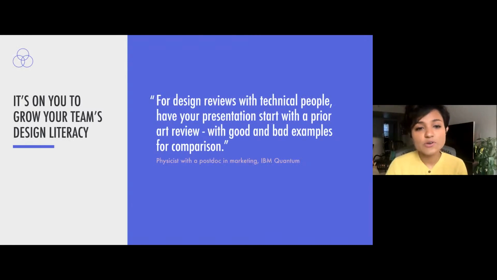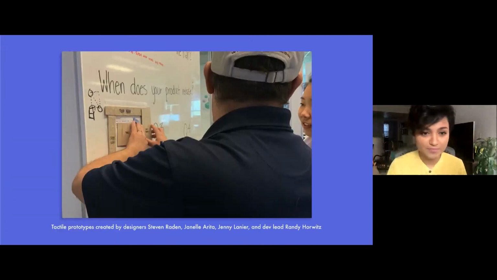It's on you to grow the team's design literacy. You cannot expect a technical team member to know how to give you feedback and critique design work. Sprinkle moments of learning throughout your interaction with the technical team. For example, you can start a presentation with good and bad examples that are not related to you, your product, or your company. Use design lingo to explain why they're good or bad. And slowly you'll see the team pick up on the terminology and understand your way of thinking when it comes to the designs you've created.